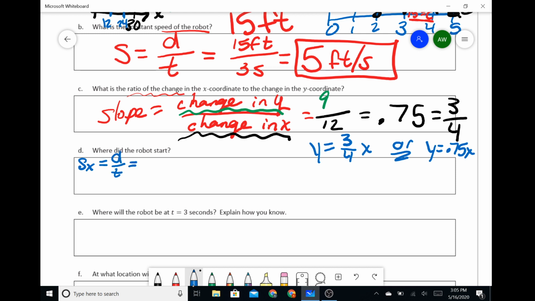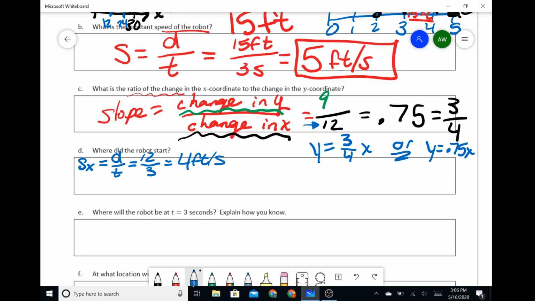Now our time is still the same, right? We're still using that 3 seconds. But the distance is different because here we're only looking at the distance we went in the x direction, right? And we know that in the x direction, we went a total of 12 units in those 3 seconds. So here we're going to do 12 divided by 3, distance divided by time. And we end up getting 4 feet per second, which is actually the same speed in the x direction as we found last time, which is kind of funny. It won't always work out that way, right?